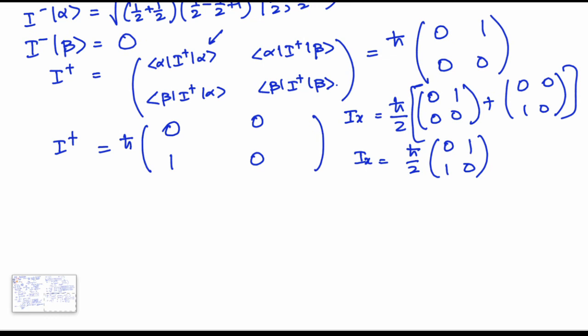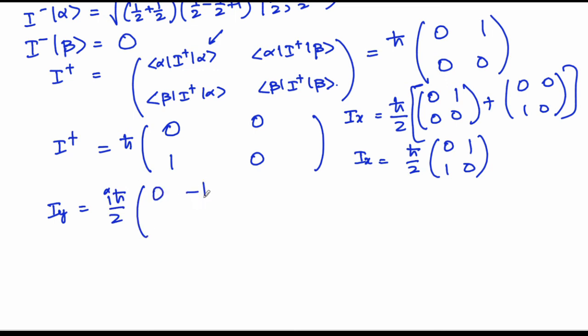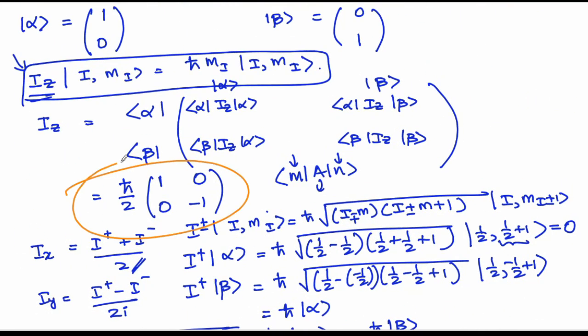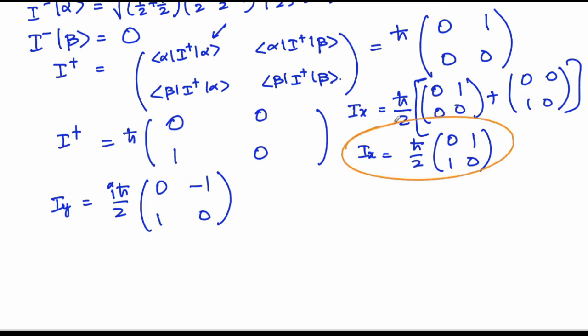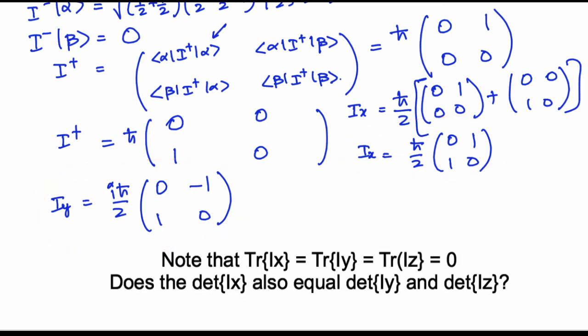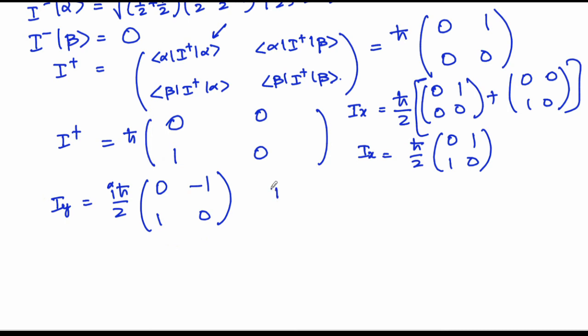If you patiently repeat the same process for Iy, you will end up getting something like i H cross by 2 times 0 minus 1 1 0. So far what we have done is to write the operators for the Iz matrix and the Ix and the Iy matrices. There are some important aspects for you to observe here.